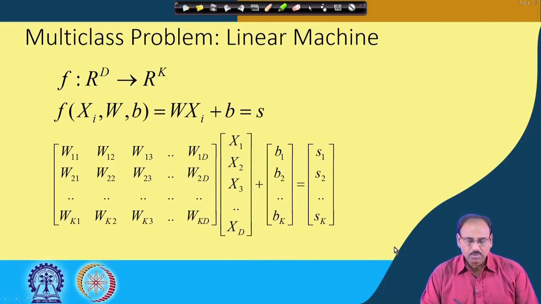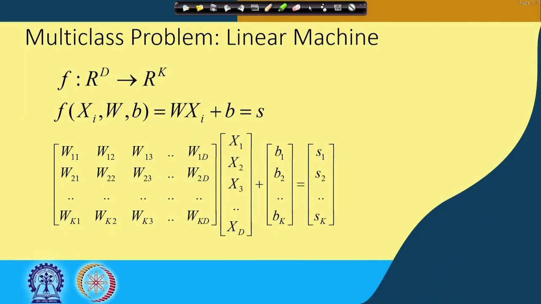So, what we have done in case of linear machine is that we have seen that linear machine is a function that transforms or that maps a d-dimensional feature vector in R d into a score function of dimension k. So, the score function S that you get is also a vector of dimension k, where k is the number of categories or the number of classes.